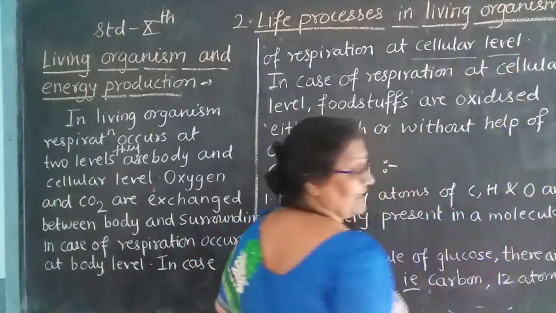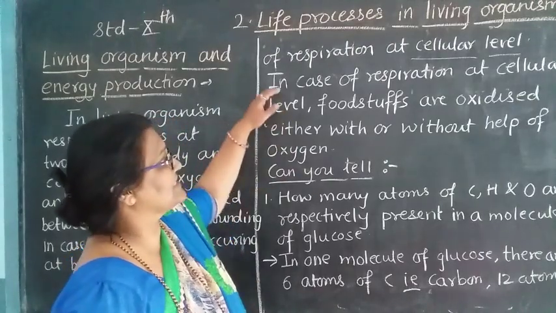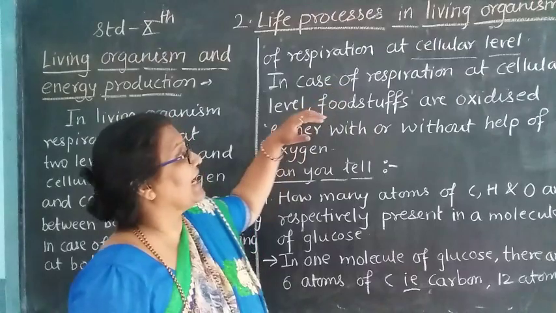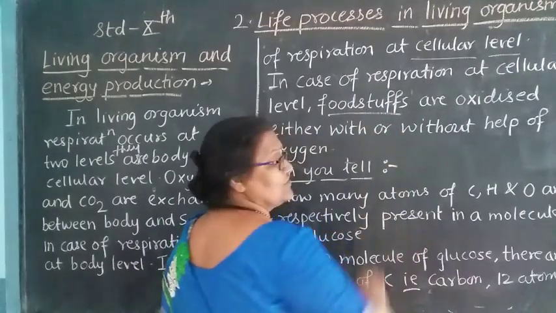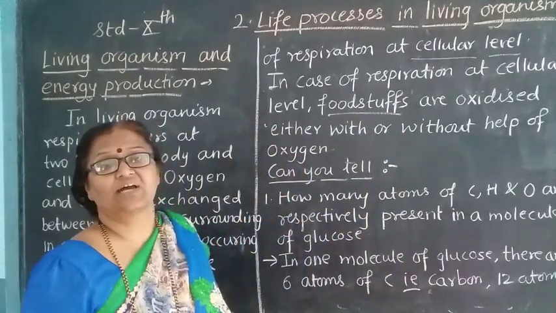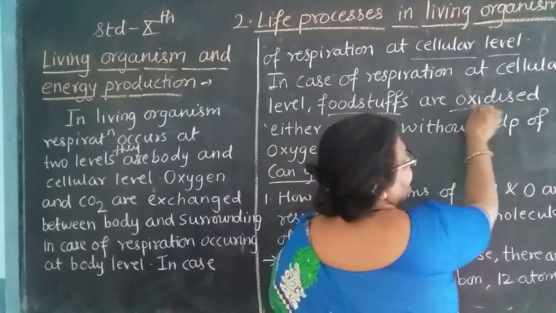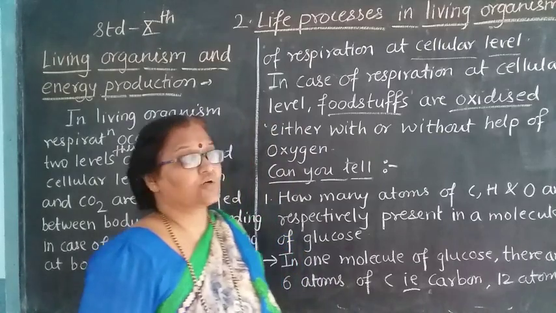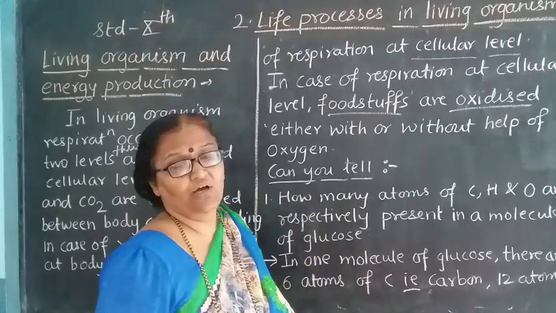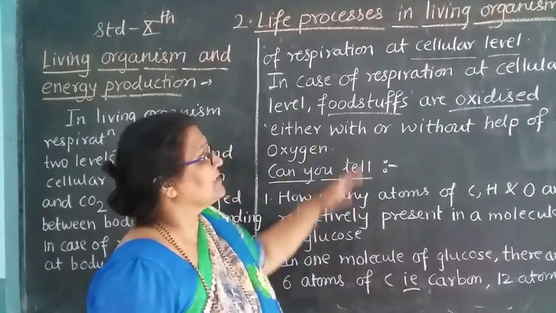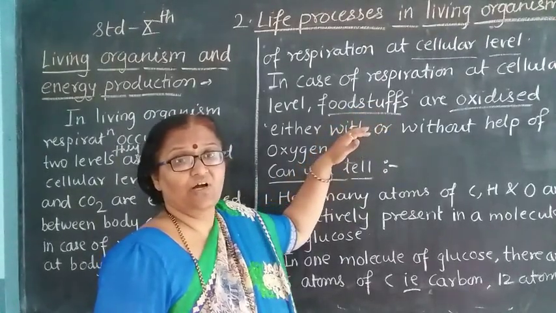In case of respiration at the cellular level, so what does this tell us? Cellular level means whenever the respiration occurs in the cells. So what happens then? In respiration at the cellular level, the foodstuffs, which are nothing but the nutrients we take during our meals, are oxidized. Oxidized means what? That oxygen is added to it, either with or without the help of oxygen.